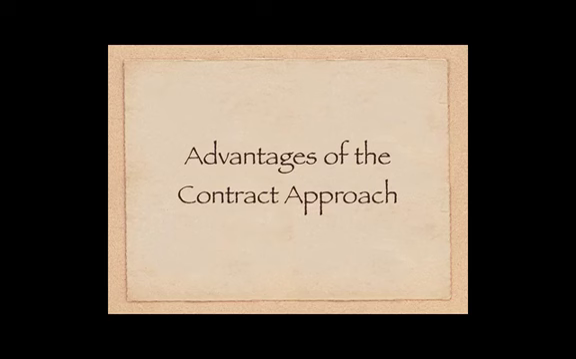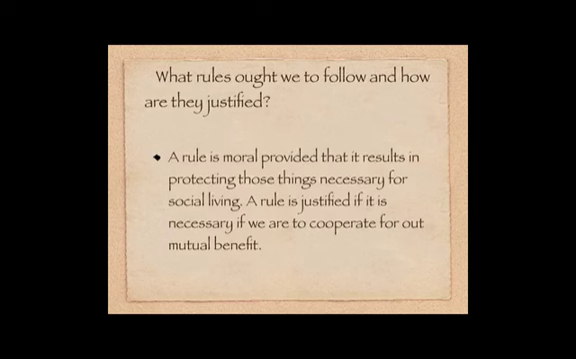Advantages of the contract approach. There are several advantages to social contract approaches to morality. They solve a number of problems that we'll see as we go on in utilitarianism and in Kantian thinking that become problematic, that are actually weaknesses in other theories. So one of the problems that we face in other moral approaches is what rules ought we to follow and how are they justified?